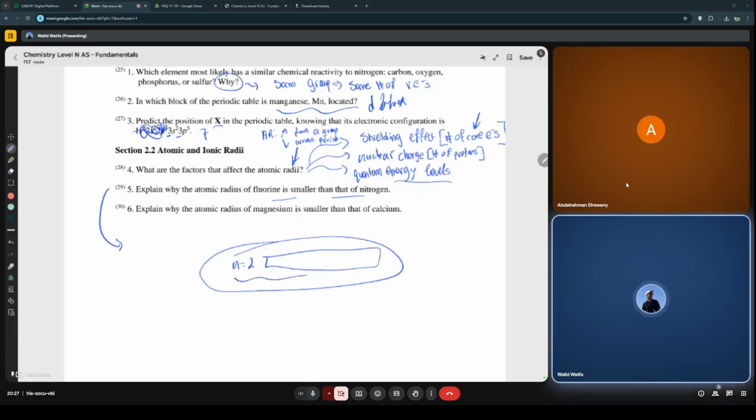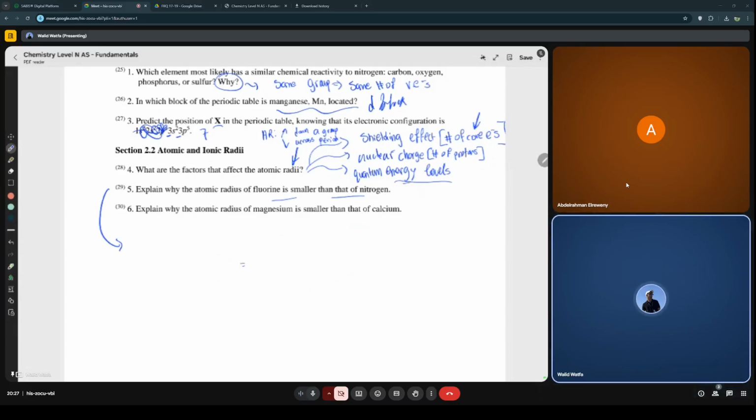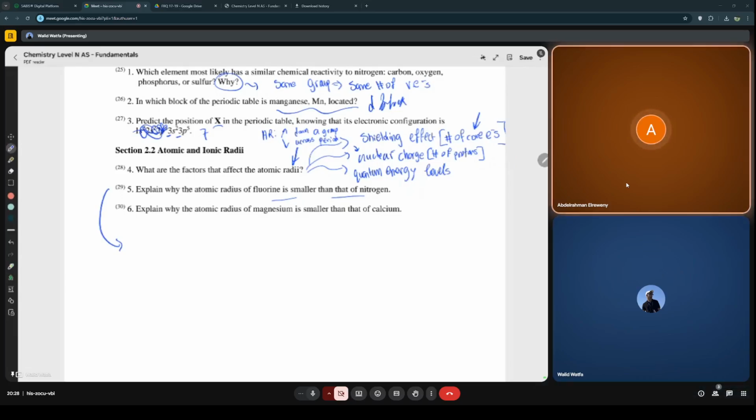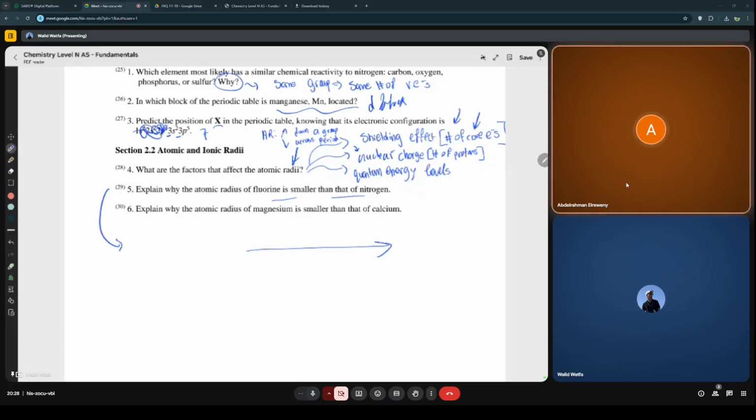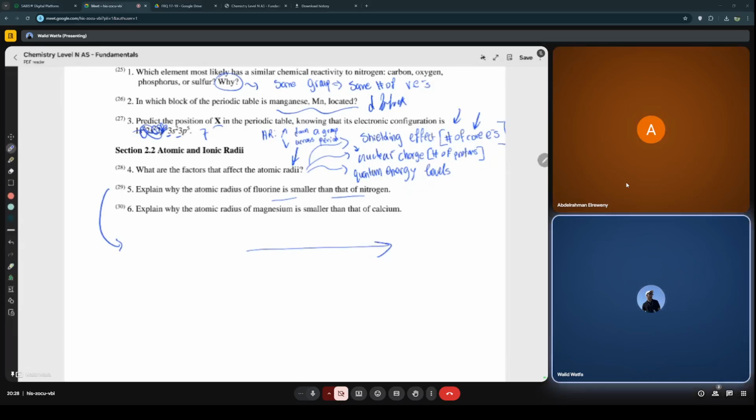N equals 2, for example, is all of these elements. There's this one period. So could it possibly be quantum energy levels? No. Is nuclear charge the one changing? Nuclear charge, number of protons, yes. Shielding effect, number of core electrons. As you go across a period, is the number of core electrons changing? No, it's not. Across a period, the number of core electrons does not change.